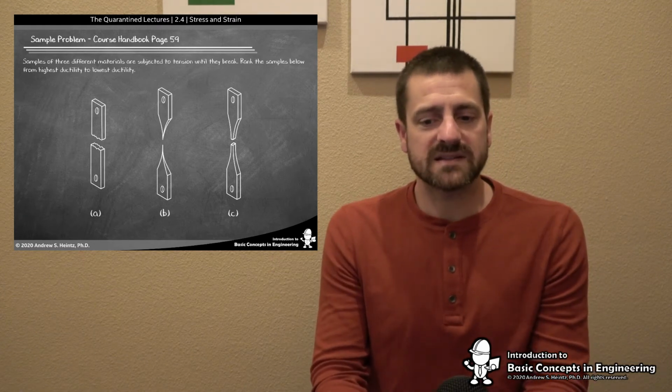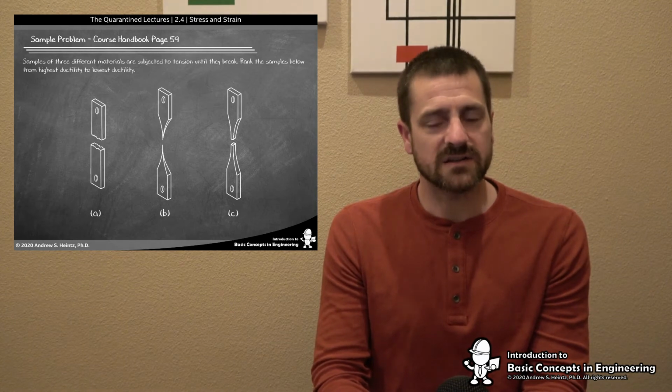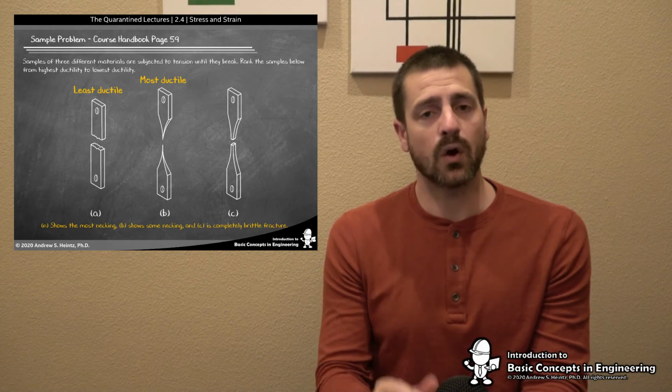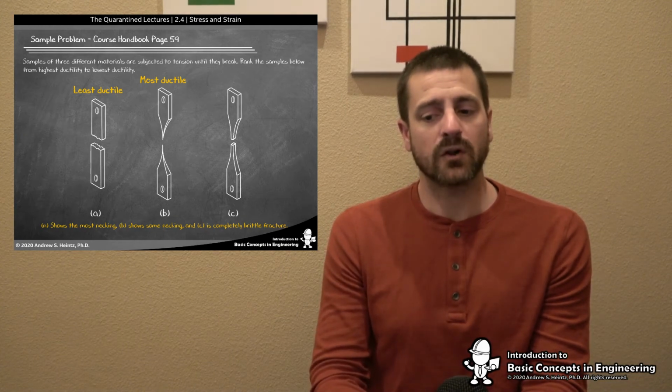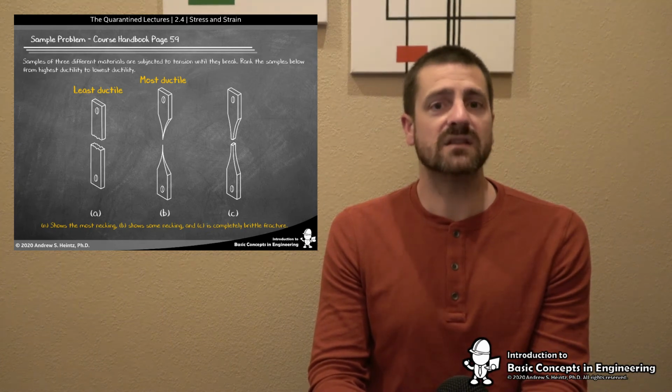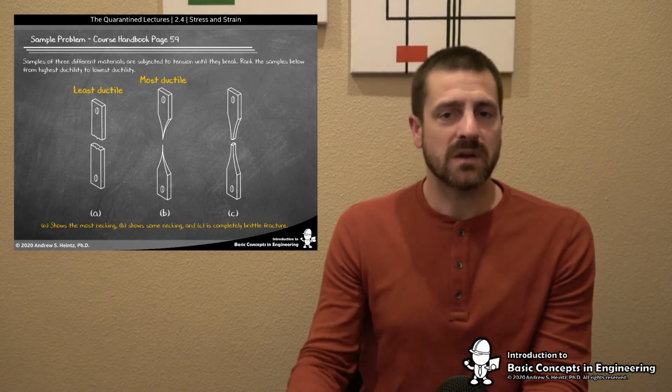So if we were to rank these samples from highest ductility to lowest ductility, sample B obviously shows the most ductility because we saw it go all the way to rupture, followed by sample C, who deformed some before it broke, and then last, the least ductile, will be A because it just snapped on us. That is consistent with what we're showing.